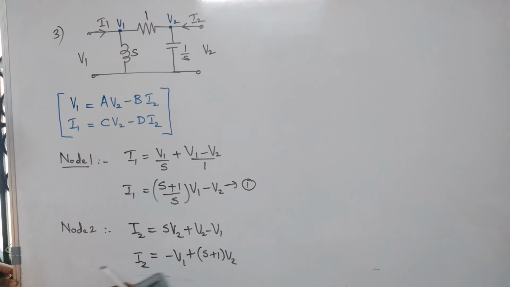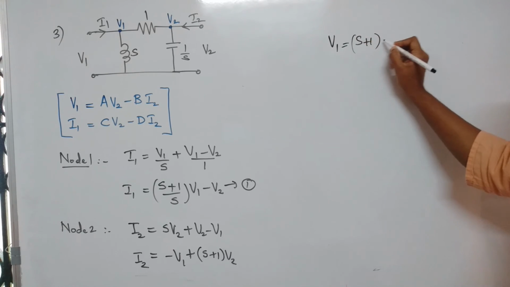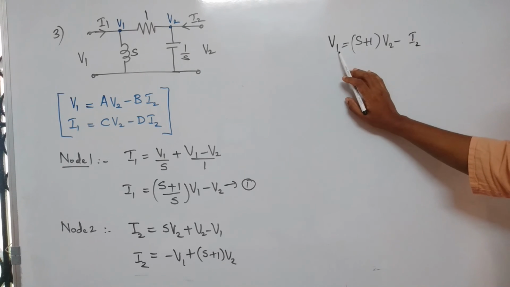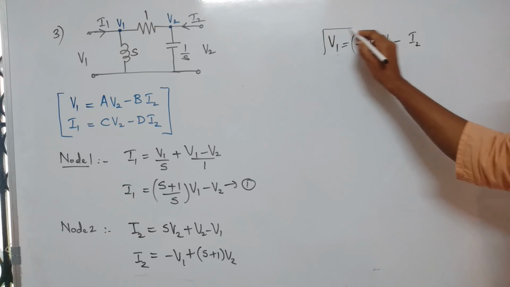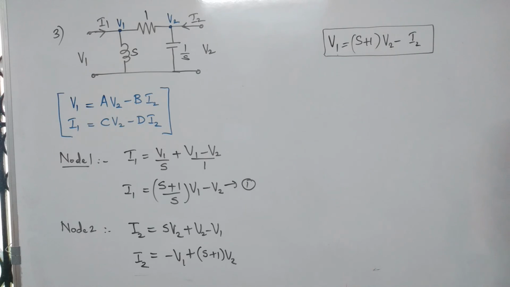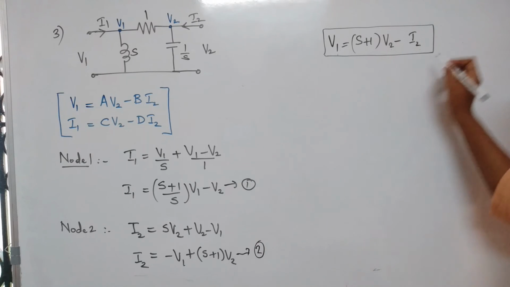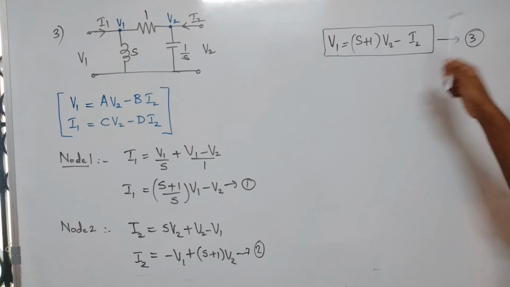Now let's write this. We will frame an equation for V1. V1 will be equal to S plus 1 V2 minus I2. So look here, we got an equation for V1 in terms of V2 and minus I2. This is the standard form. Okay. So let this be equation number 2 and this be equation number 3. So equation number 3 is in standard form. We get A and B from here.